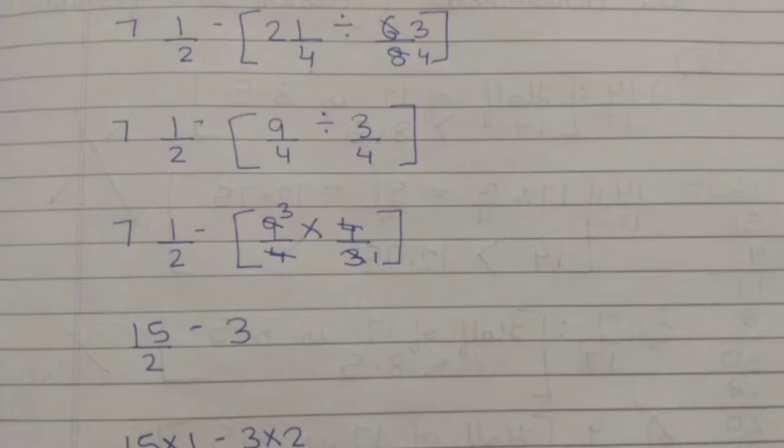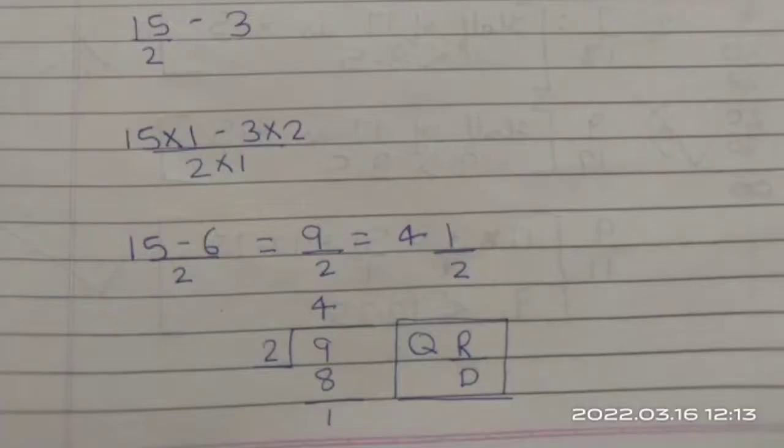So we can do it by any method, LCM or cross multiplication. So doing by the cross multiplication, it will be 15 into 1 minus 3 into 2 divided by 2 into 1. So it will be 15 minus 6 divided by 2, which is 9 by 2.